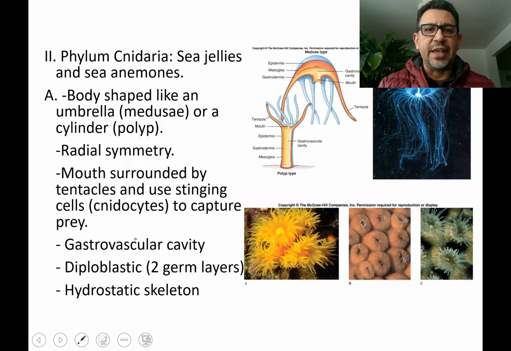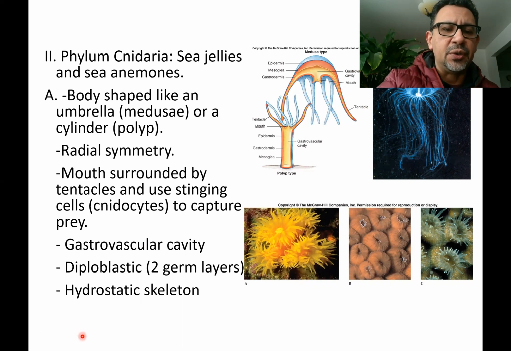For the phylum Cnidaria, this is going to include animals like sea jellies, sea anemones, corals, sea pens. There's a wide diversity of beautiful marine organisms that fit into this phylum Cnidaria. So what is the main criterion to fit into the phylum Cnidaria? They are also going to have a signature type of cell.